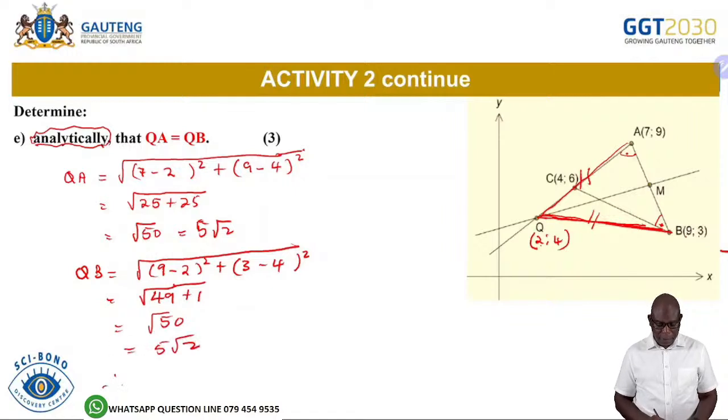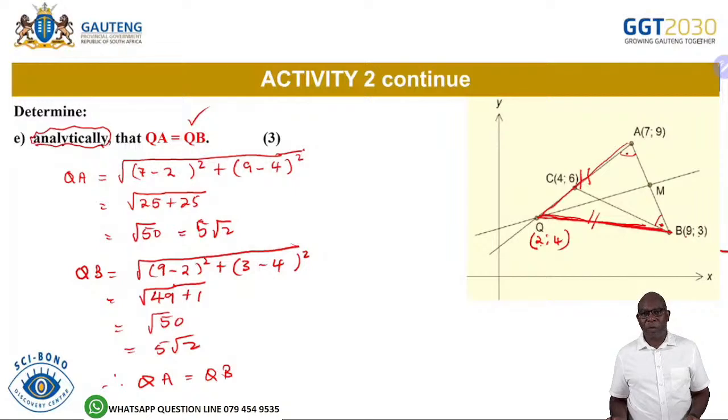And I can then say therefore QA is equals to QB, and that is what I needed to determine analytically, that those two lines are equal. Obviously, for me to prove that two lines are equal, what do I need? I just need the distance formula, because I'm proving the lines that are equal.